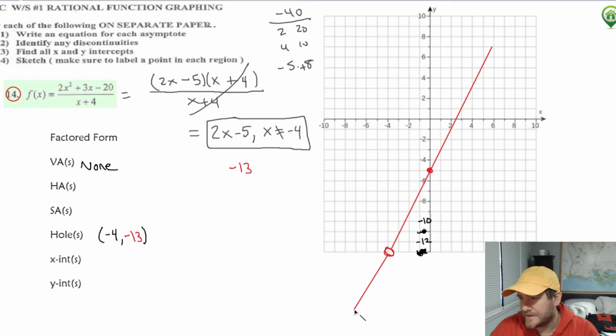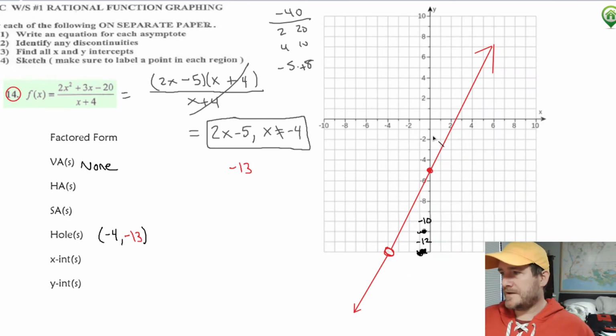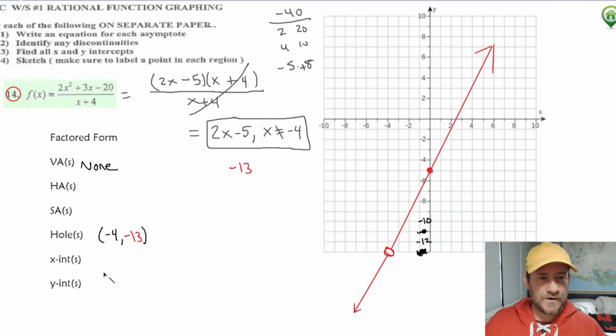Obviously, the other half continues down and out. And this would be our graph. It would just be a line with a hole in it. The hole would be located at negative 4, negative 13. So we could answer all these questions now. It would be a lot of nones.